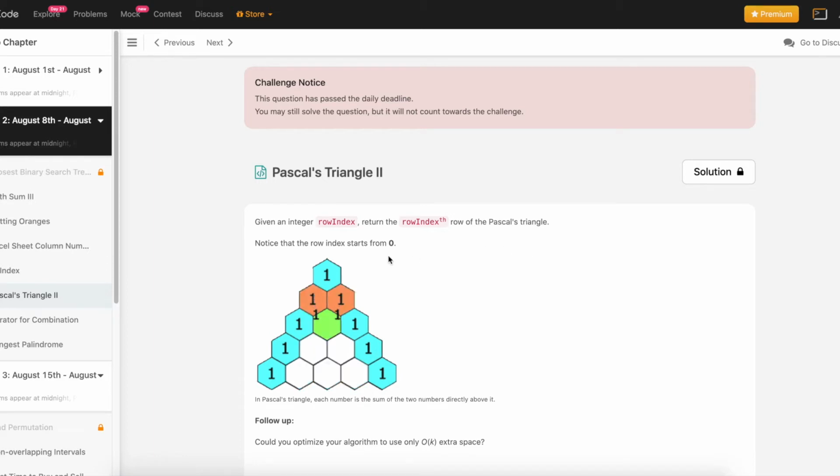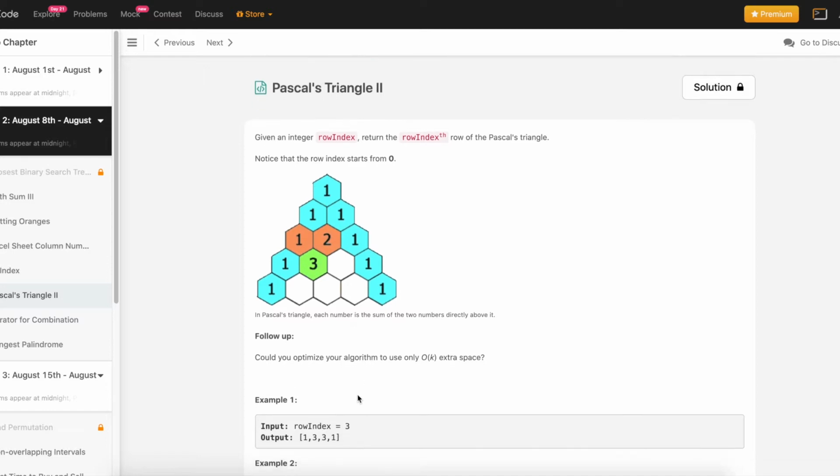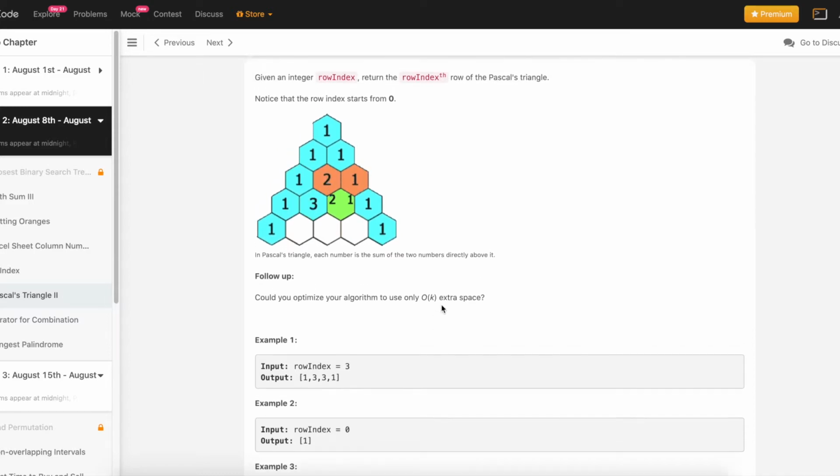So given an integer row index, return the row indexed row of Pascal's triangle. Notice that the row index starts from 0. In Pascal's triangle, each number is the sum of the two numbers directly above it. Could you optimize your algorithm to use only O(k) extra space? So the statement is essentially asking, can you do this problem without building the entire Pascal's triangle?